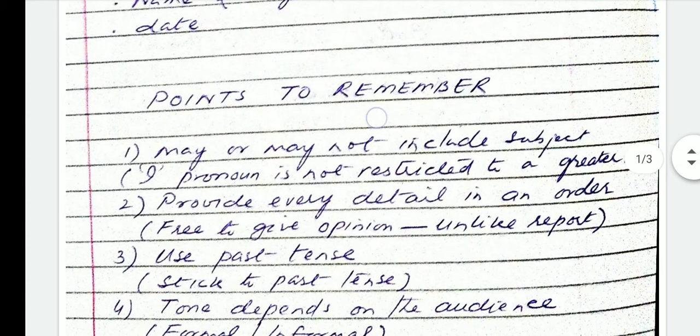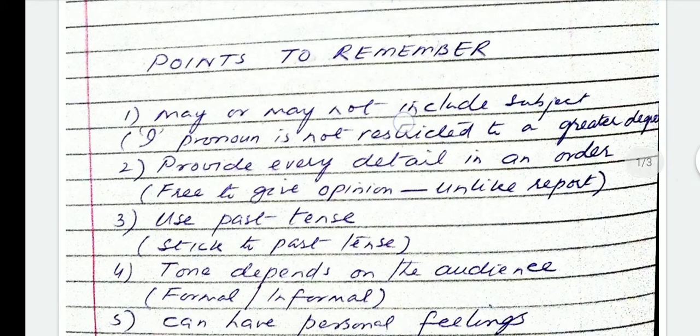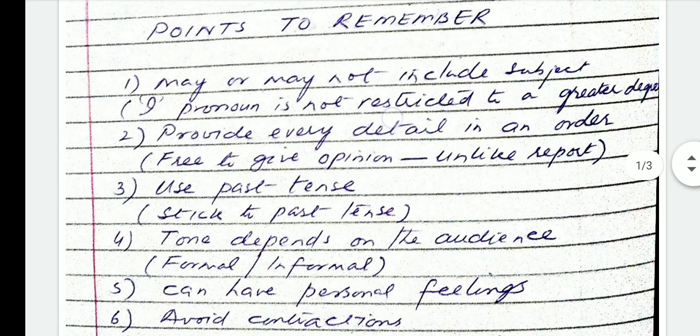The more important thing is these points that you must remember when you're writing an account. First is that it may or may not include a subject. Remember that formats are not penalized in CI examinations. So make sure that you write the format according to the instruction that is given. And if you are not given any instructions, then you may or may not include the subject line of the account. You can simply start your account, and at the end you write your name and your date.